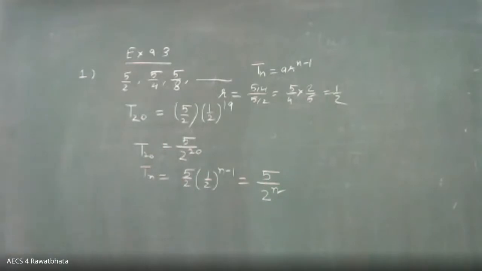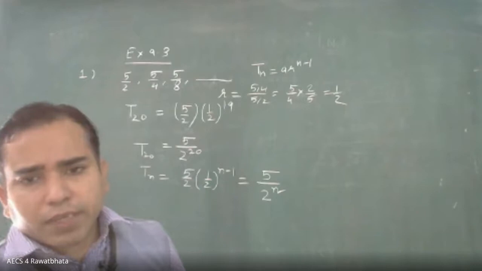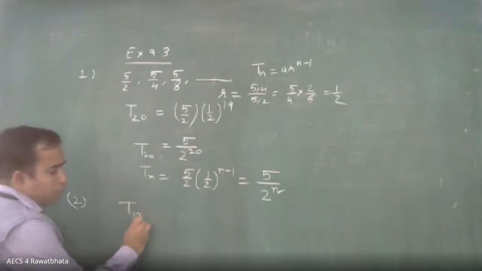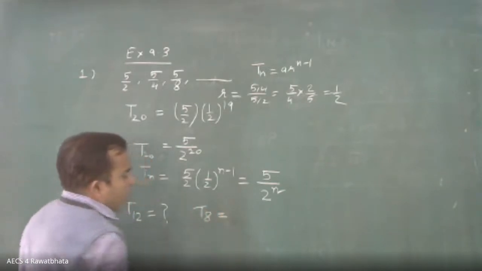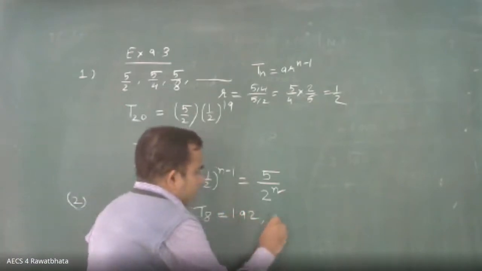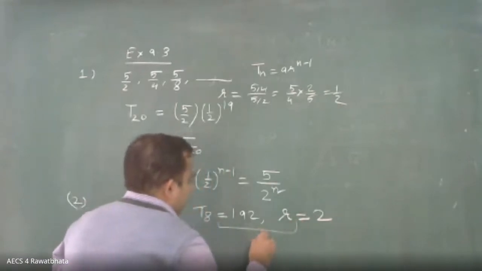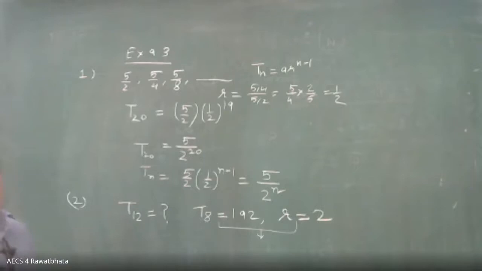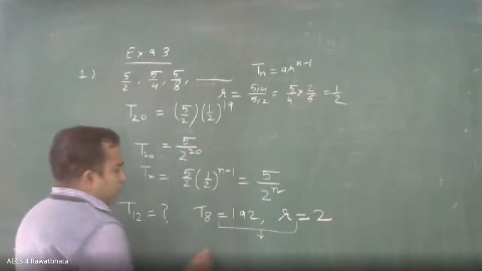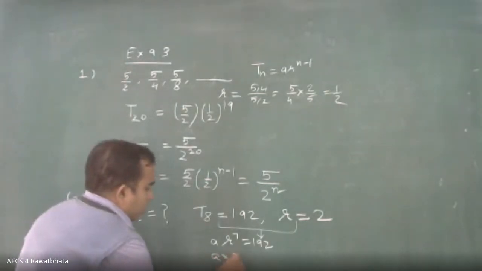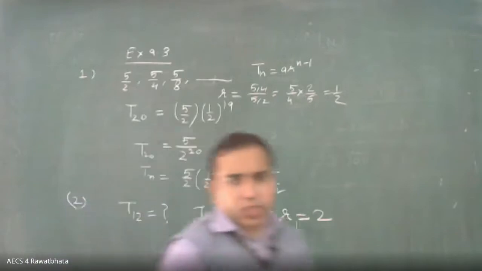And this is simple. Yes, Jyoti Meena, what is the second question? I have to find the 12th term, where the 8th term is 192, and the common ratio r is given, that is 2. Take the help of these two things given. T8 is A r to power 7, equal to 192, which means A into 2 raised to power 7 equal to 192. Can someone tell me the factorization of 192?